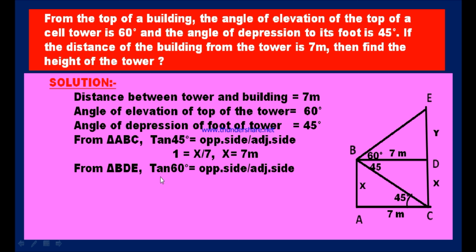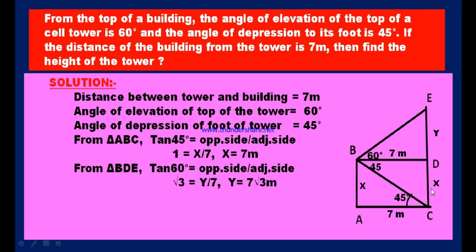And what is the value of tan 60? Just remember the table. Tan 60 is equal to root 3. Root 3 is equal to the opposite side value y and the adjacent side value 7, so y by 7. Or y is equal to, take this 7 to the other side, it should multiply. 7 into root 3 is 7 root 3 meters.